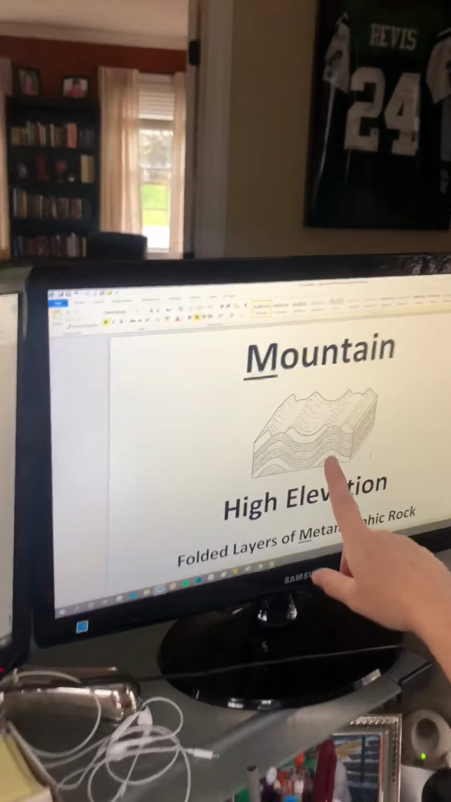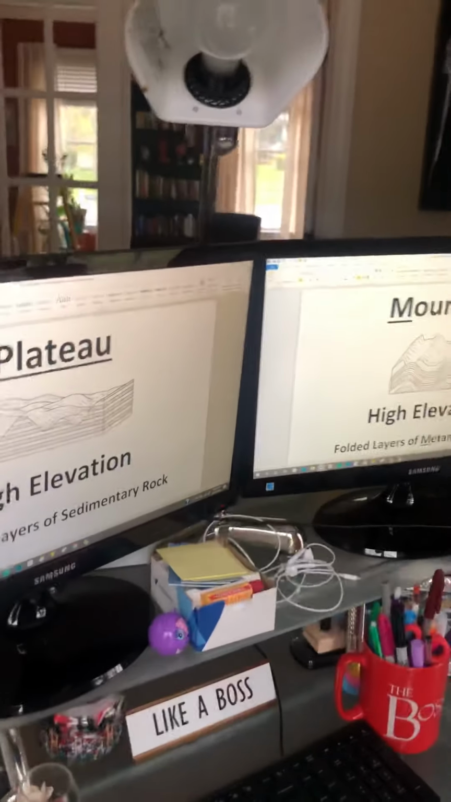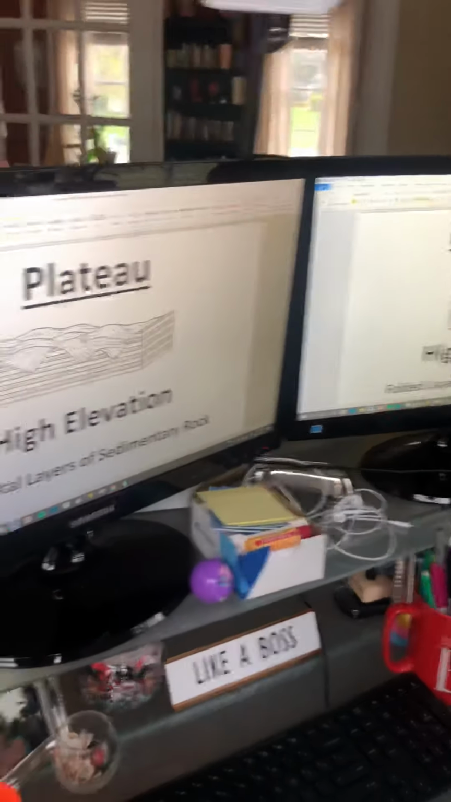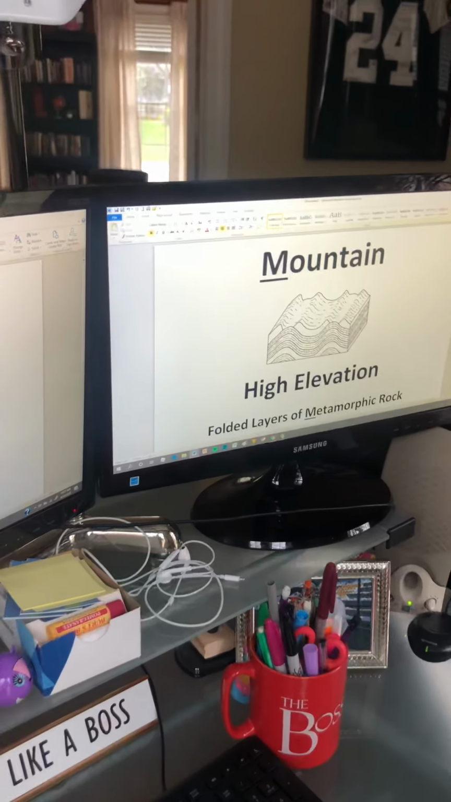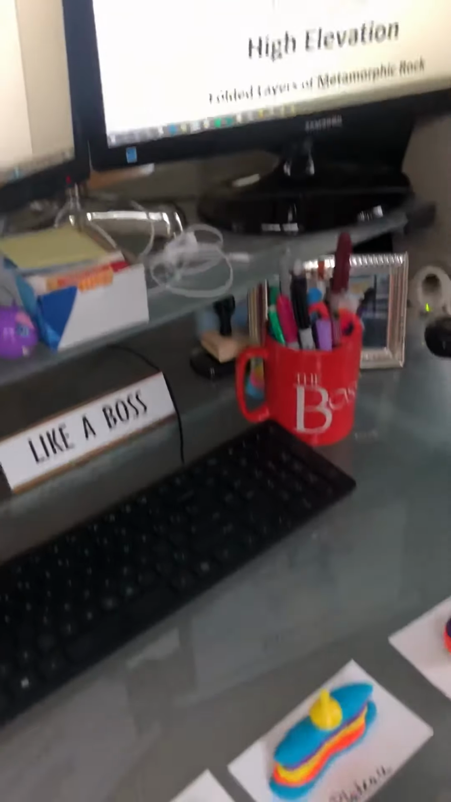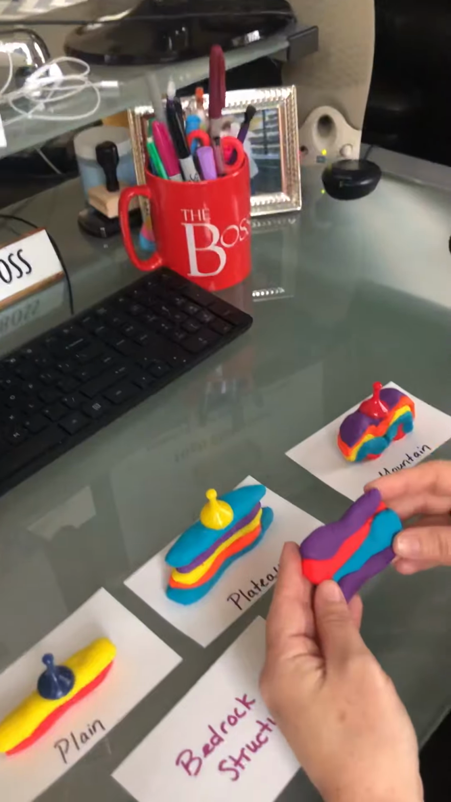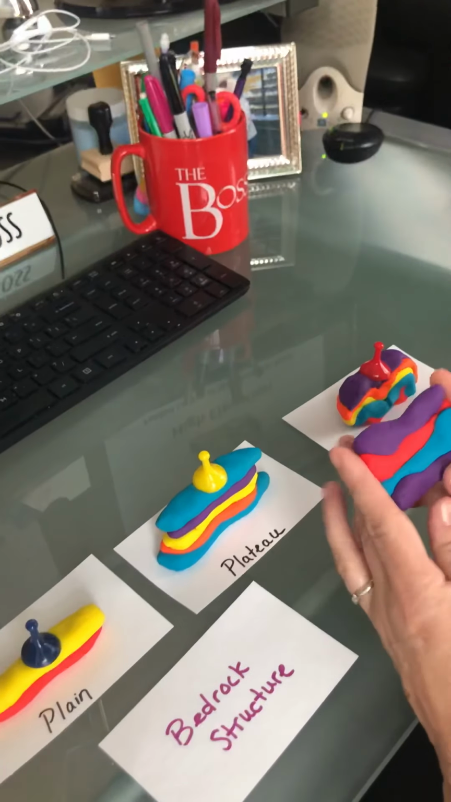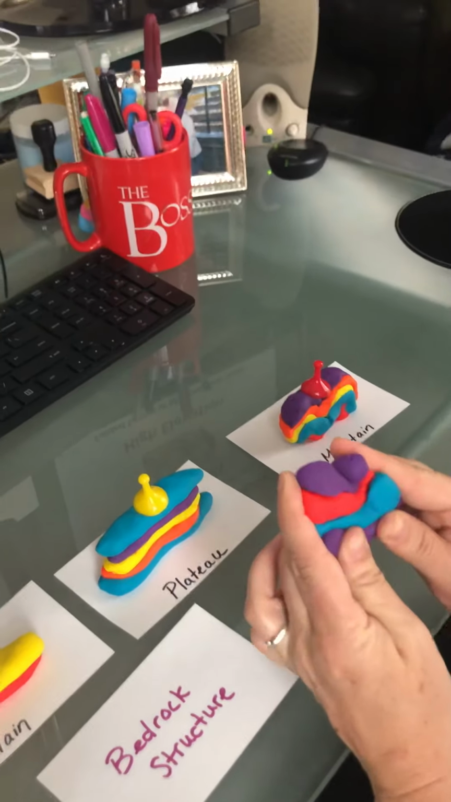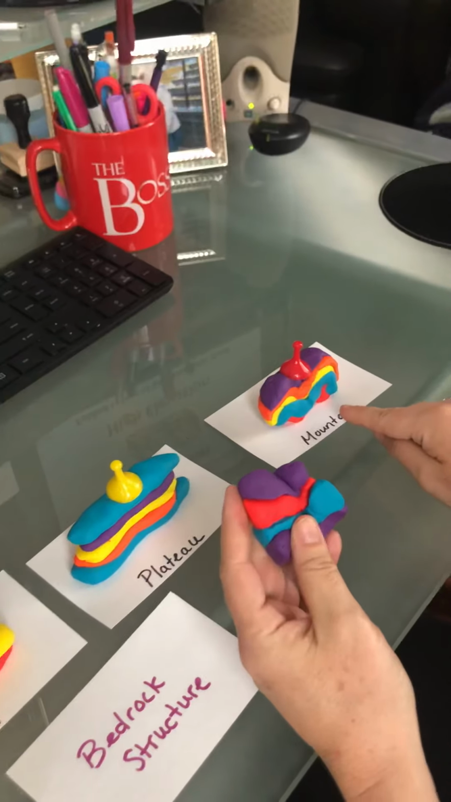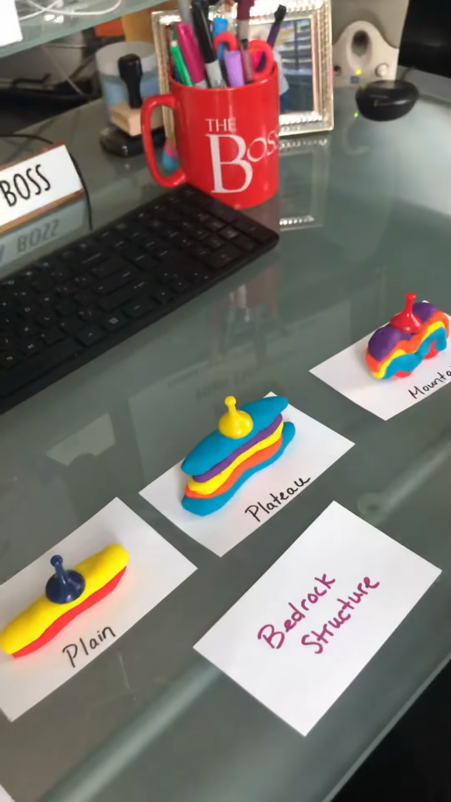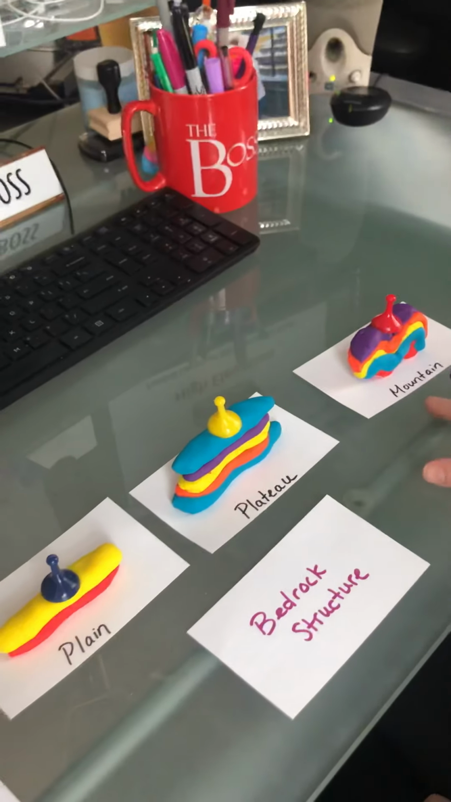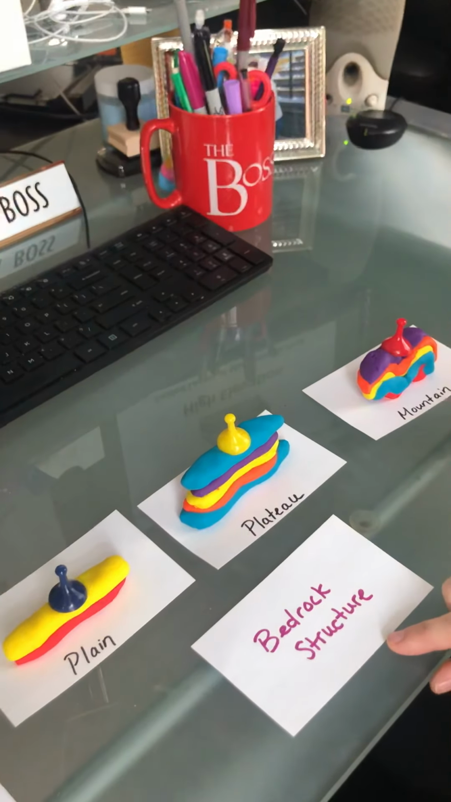So if you were standing on a plateau or a mountain, it might look exactly the same for you. You might think that you were on a plateau or you were on a mountain, but you would have to actually look at the bedrock structure to determine that. And if you look here, I'm just going to show you, you might have been standing on a plateau at one point, but when heat and pressure is added, it distorts the bedrock, and that is what is going to make our mountain. So if I ask you the difference between a plain, a plateau, and a mountain, you're always going to look for the bedrock structure.